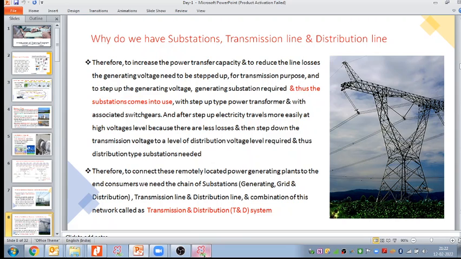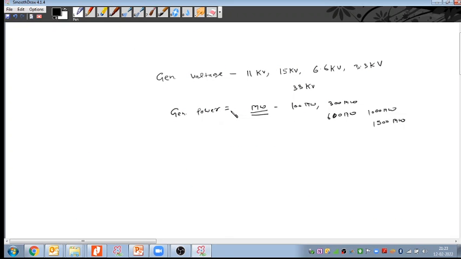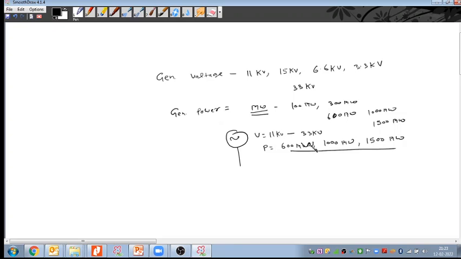So what we understood from this discussion so far is that the generation voltage is low, like 11 kilovolts or at most 33 kilovolts, but the generating power is higher, which may go to 600 megawatt or 600 MVA, or 1000 megawatt or 1500 megawatt. So we cannot transmit such huge power at low voltage.